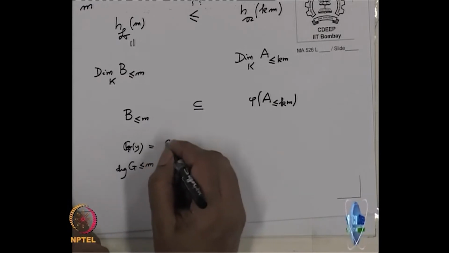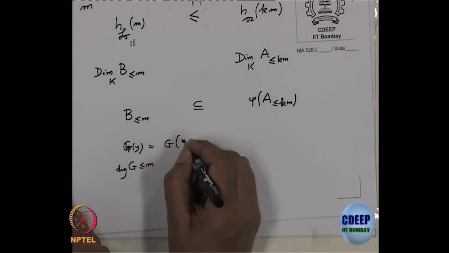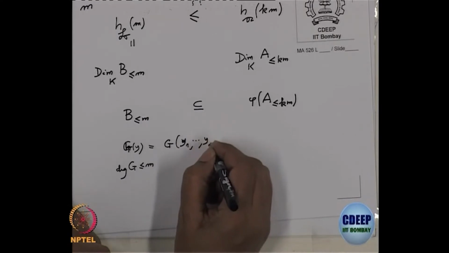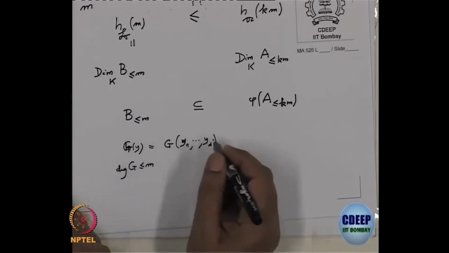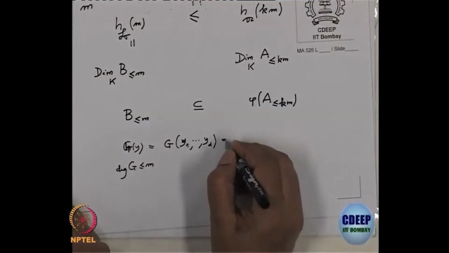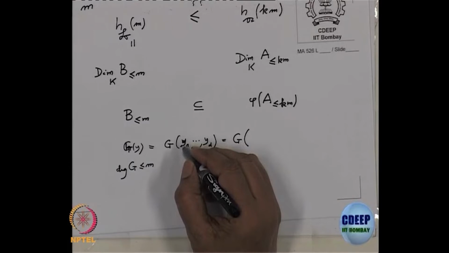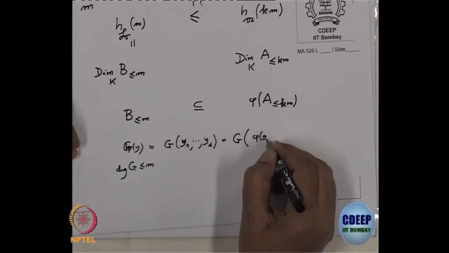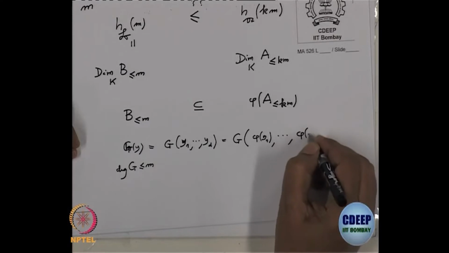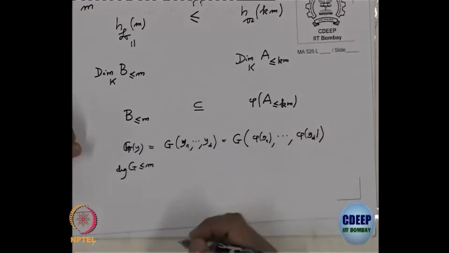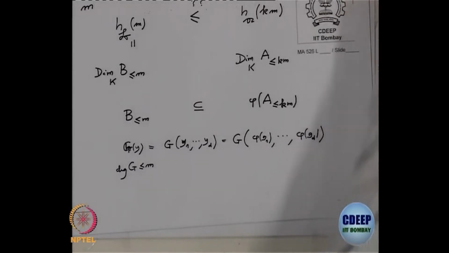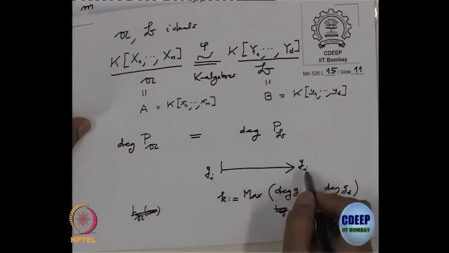So this polynomial is the same as G of y1, ..., yd, but these y1, ..., yd are coming from those small g's, right. So, this is the same as G of phi of g1, ..., phi of gd, correct, because you remember we have lifted these y's. So, y1 is coming from g1 under phi.